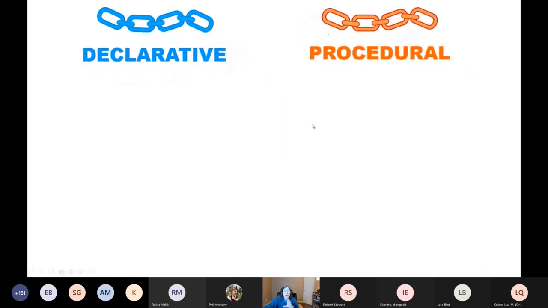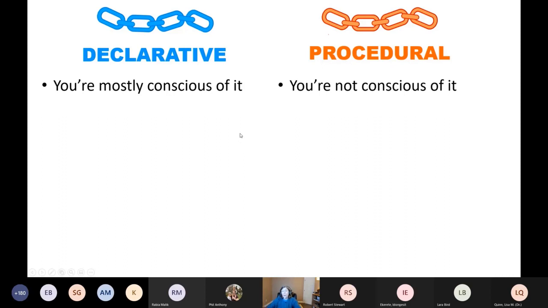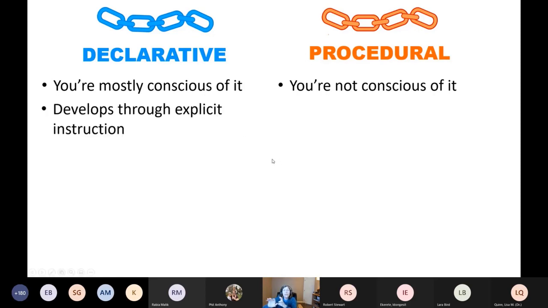So these two ways of creating sets of links in long-term memory each create links that have different characteristics. With declarative, you're mostly conscious as you're learning in this way. With procedural, you're often simply not conscious of learning something. As a little kid, you're learning a language, your mother tongue, procedurally. You're just hearing it, but you're not really conscious of the fact that you're learning the patterns of the language. Declarative learning develops through explicit instruction, like what I am doing now, whereas procedural learning develops through practice.